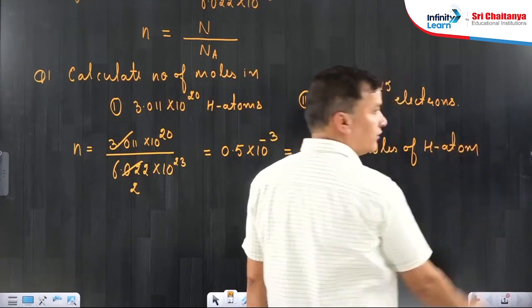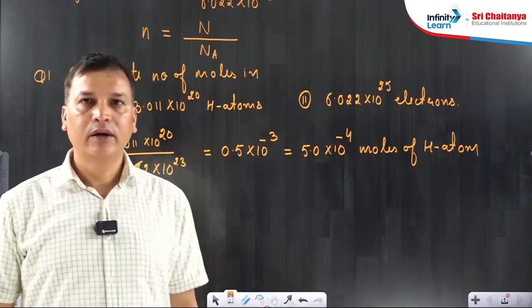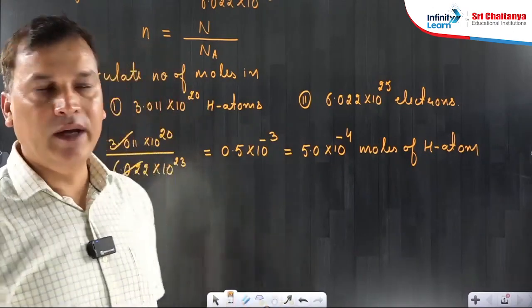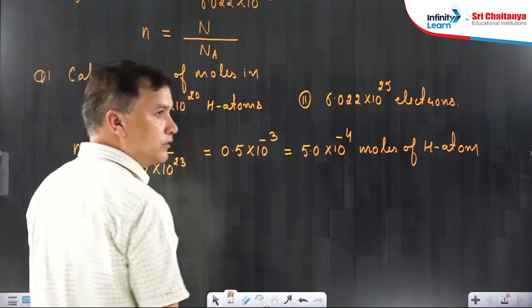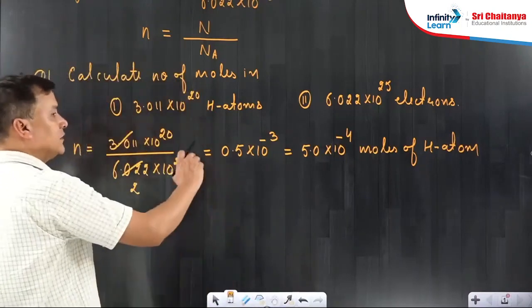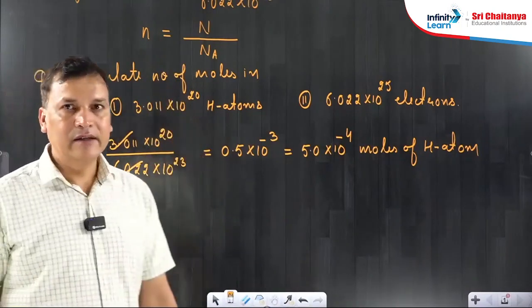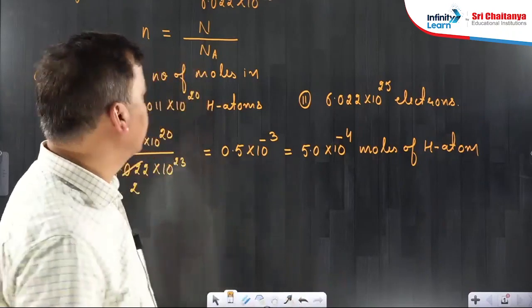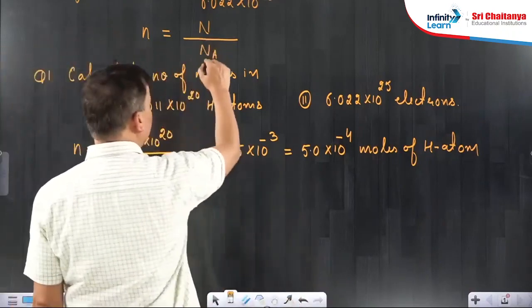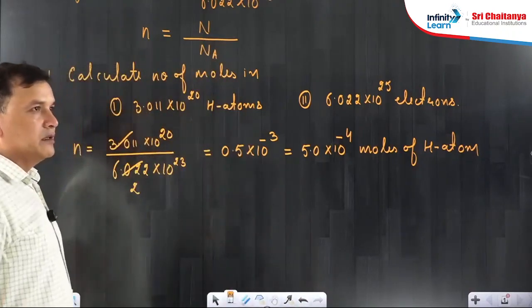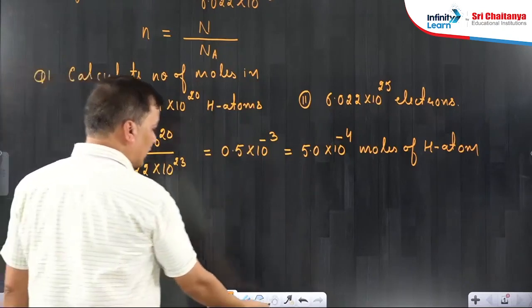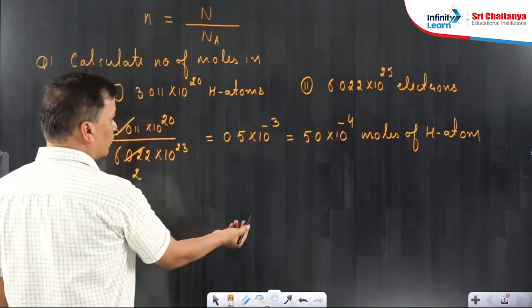So dear student, please respond. Is it clear or not? I am telling you, we have to find out the number of moles. So number of moles, first of all, is mass upon molar mass. Second one is particles upon molar particles, and molar particles are 6.022 into 10 raised to power 23.